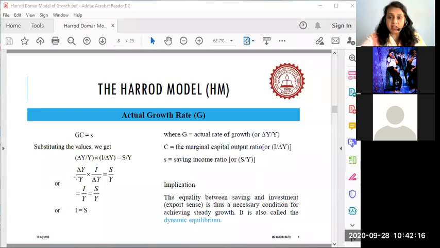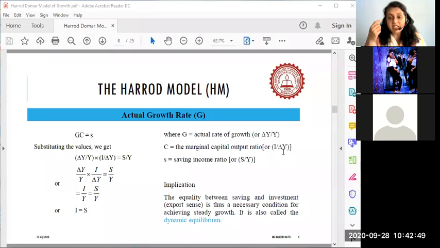Now, what Harrod has done is he has broken up the equations. Now, see what happens. Substituting the values, we get delta Y upon Y. So what is delta Y upon Y? It is G. What is G? Actual rate of growth, 6.8, correct? Multiplied by I upon delta Y. I upon delta Y is what I told you, out of the difference between 7.2 minus 6.8.